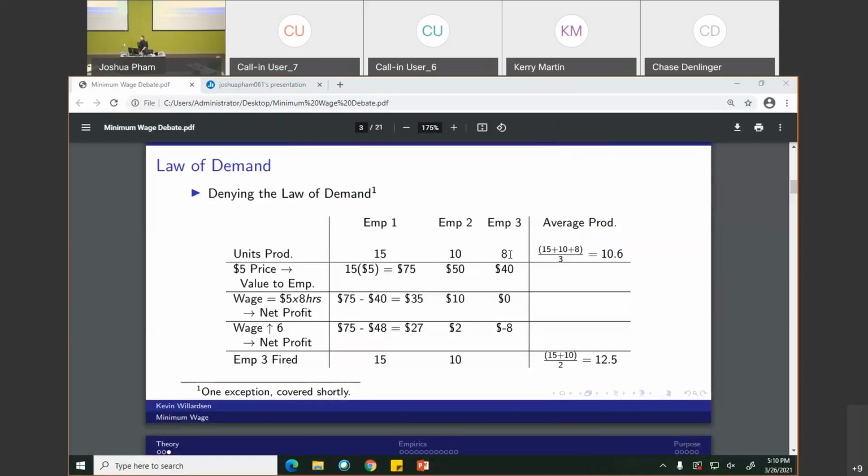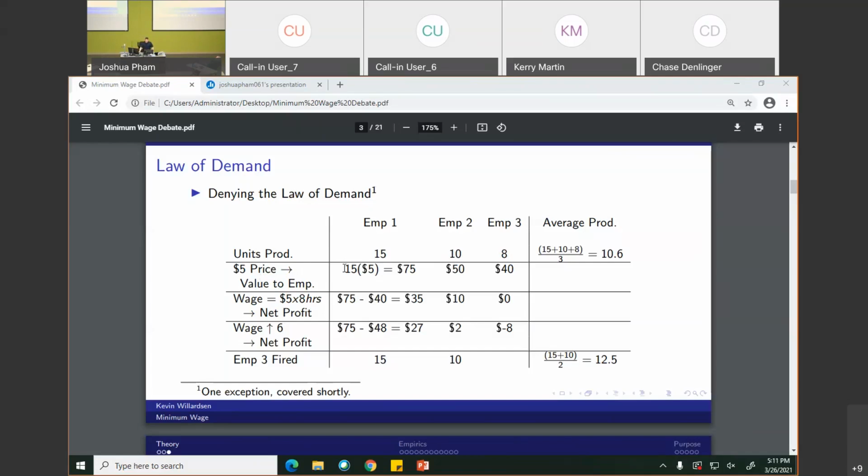Now, you can think of these as being 3 different employees with 3 different marginal productivities, or you can think of these as all having the same productivity, just with diminishing marginal productivity given the constraints of capital. Either interpretation is just fine. So let's imagine for a moment that the price of the good that you sell is $5.